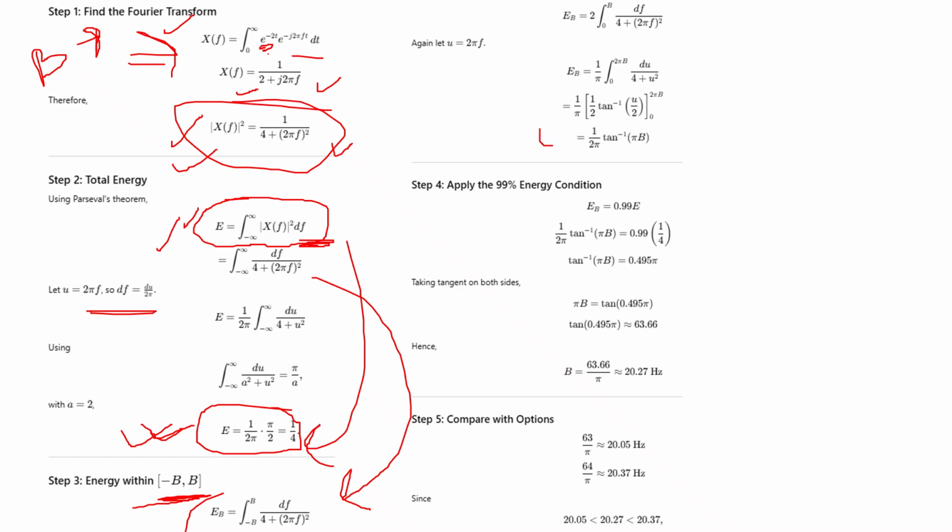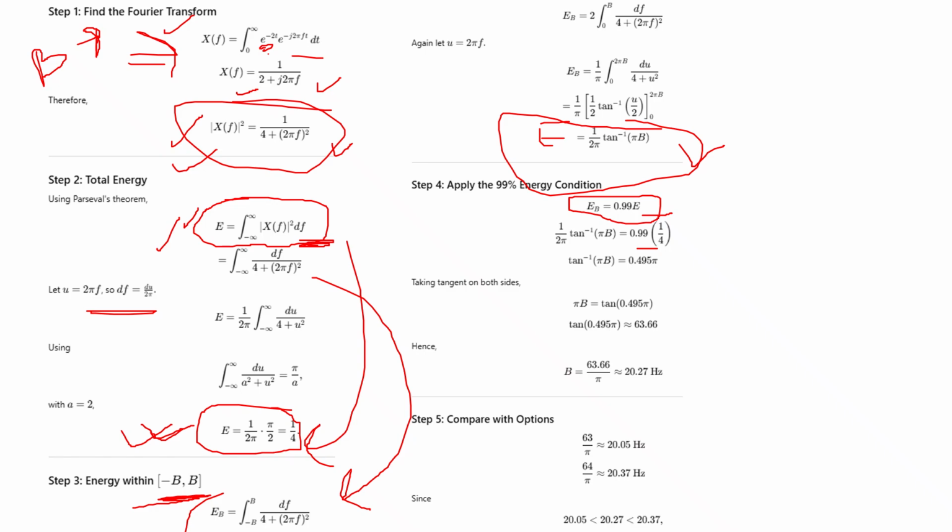Again, if you solve it for minus B to B, your energy will be 1 by 2 pi times tan inverse of pi B by 10. This will be the energy, right? But the question also says that 99% of the total energy falls in this region. So let's equate: E of B will be equal to 0.99 of total E.